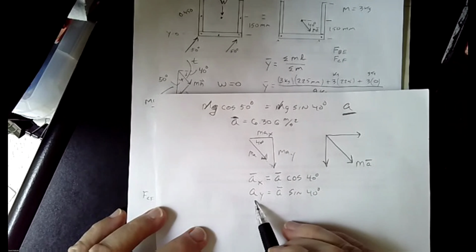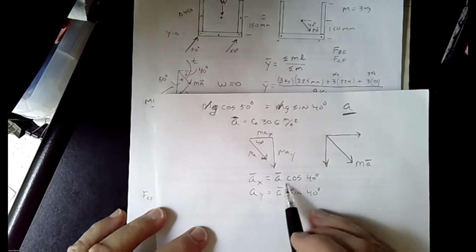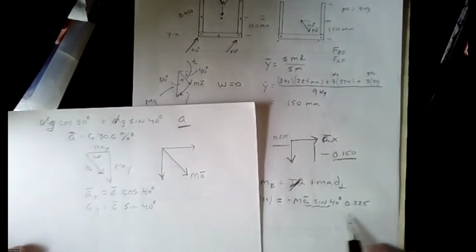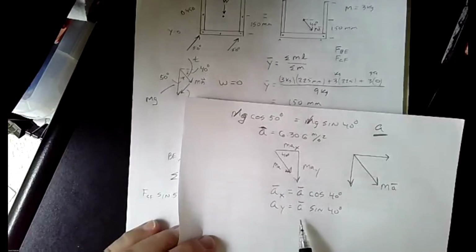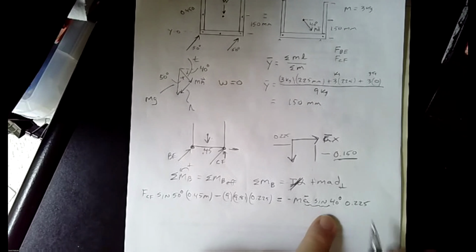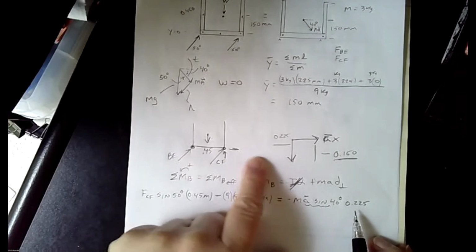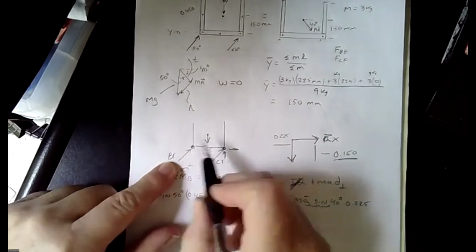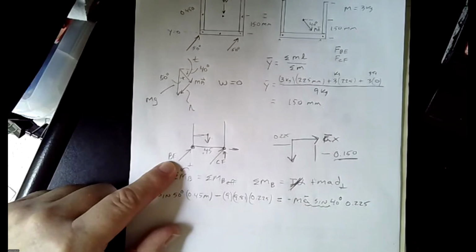All right. And I know that this is, as I wrote earlier, AY. So that's my acceleration. I'm sorry, yeah, that's my AY. So A sine 40, and it's 0.225 because that's how far it is from this point here. So that distance to there.